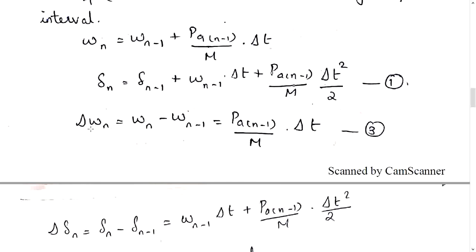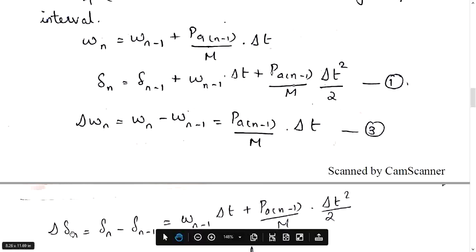Now we can calculate Δω_n, the change in ω occurring in the nth interval. Δω_n will be equal to ω_n minus ω_(n-1), that is, the value of ω at the end of the nth interval minus the value of ω in the (n-1)th interval. That will be equal to Pa_(n-1)/m into Δt, because ω_n minus ω_(n-1) equals Pa_(n-1)/m into Δt.